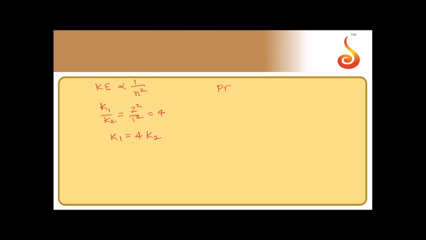Then if you consider potential energy, this is also proportional to 1 by n square. So potential energy, if I call it as U, U1 by U2 is also equal to 2 square by 1 square. So that is equal to 4. So U1 is equal to 4 U2. So both kinetic energy as well as potential energy change by a factor of 4. So both of them will change by factor of 4. So it will become 4K and 4U. So it should be option C.